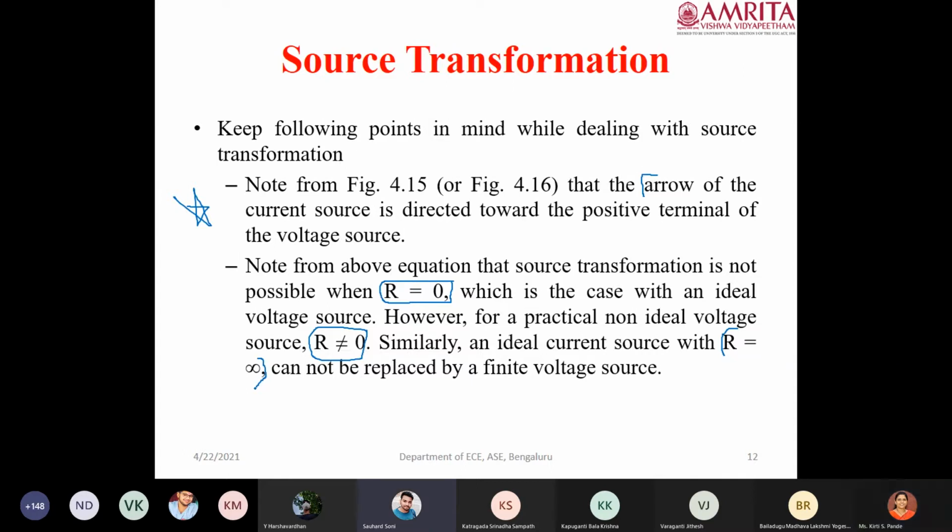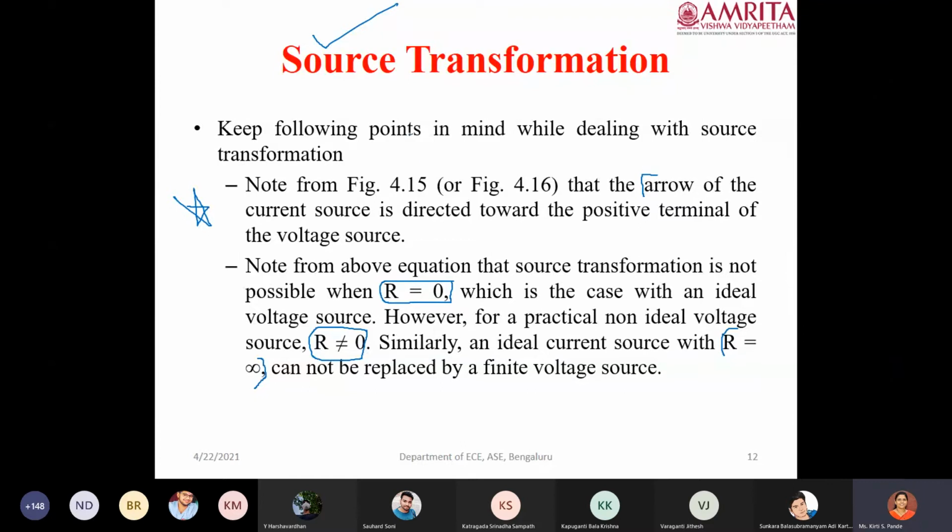Yes, ma'am. So just keep it in your mind. For the practical case it is applicable, ma'am. You're talking about source transformation, right? Yes. Source transformation is applicable only for the practical voltage source, which is very much correct, right? We are all using the practical scenario only, right? In all our analysis.